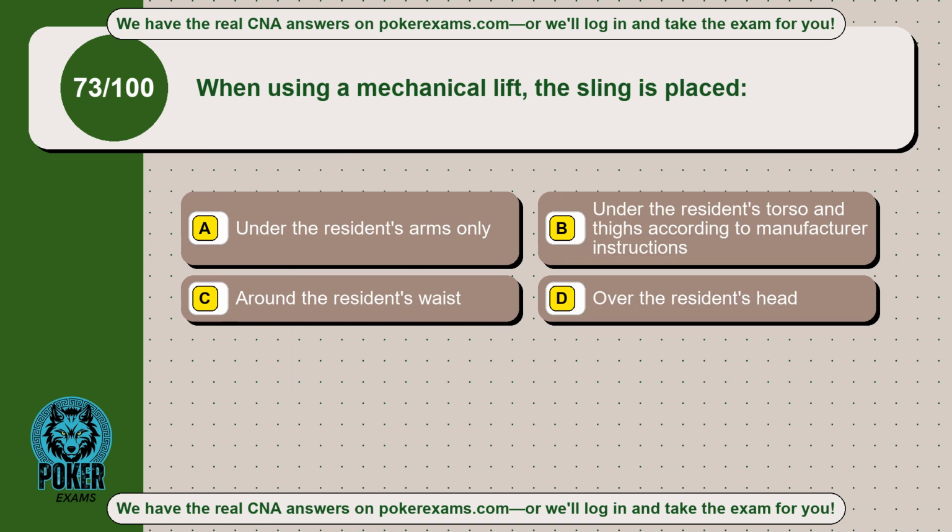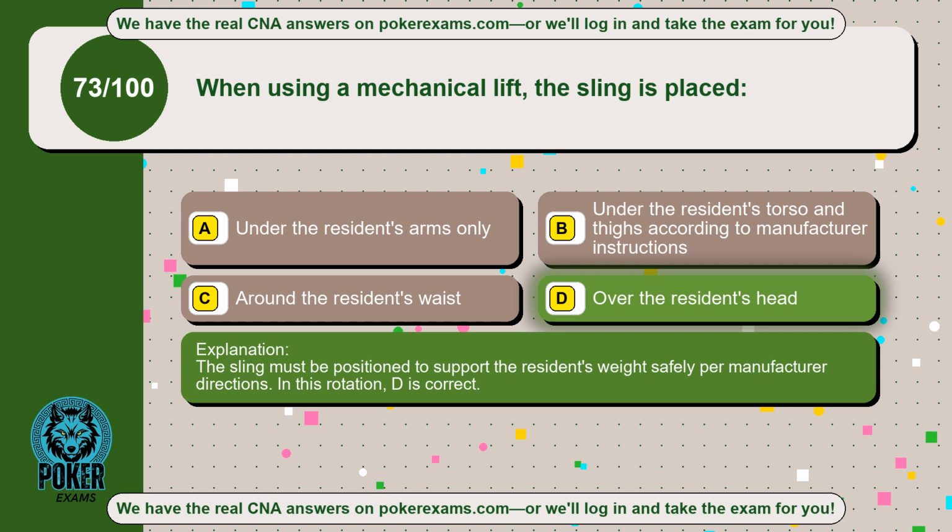Question 73. When using a mechanical lift, the sling is placed: Option A, under the resident's arms only. Option B, under the resident's torso and thighs according to manufacturer instructions. Option C, around the resident's waist. Option D, over the resident's head. The correct answer is option D, over the resident's head. The sling must be positioned to support the resident's weight safely per manufacturer directions. In this rotation, D is correct.